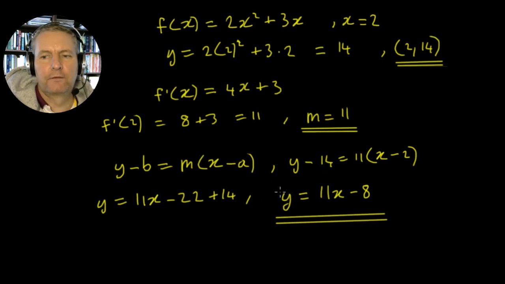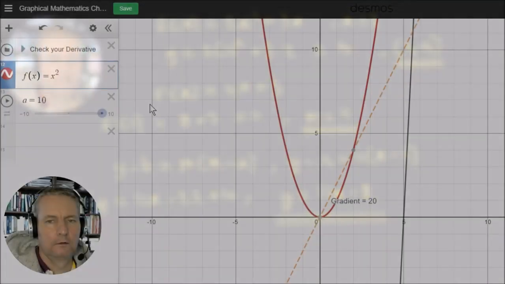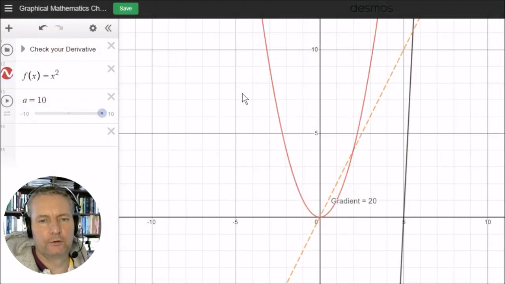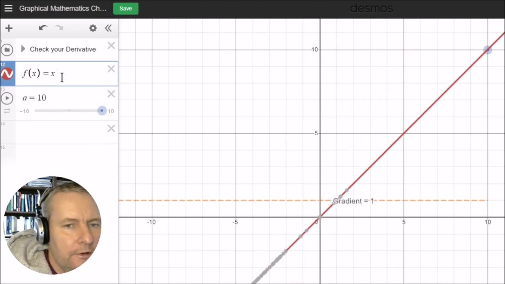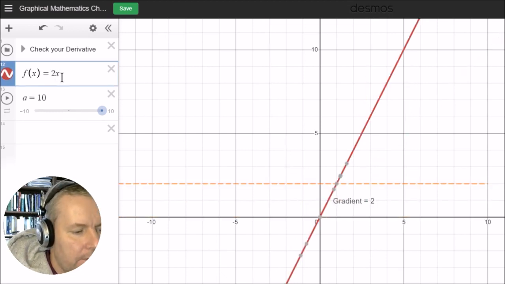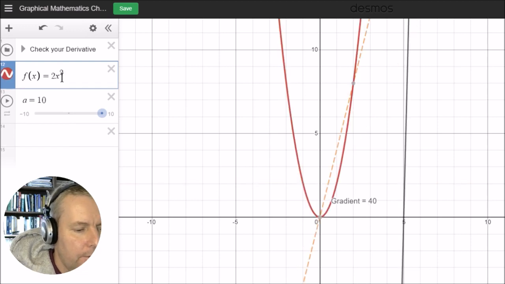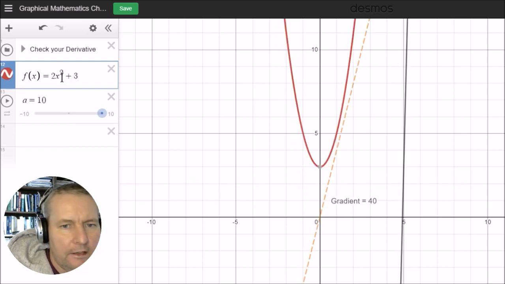So let's put it into the graphical calculator and check that we got it right. You can open up the file in the resources section, and first of all we'll check that we've got the differentiation right. So our function is 2x squared plus 3x.